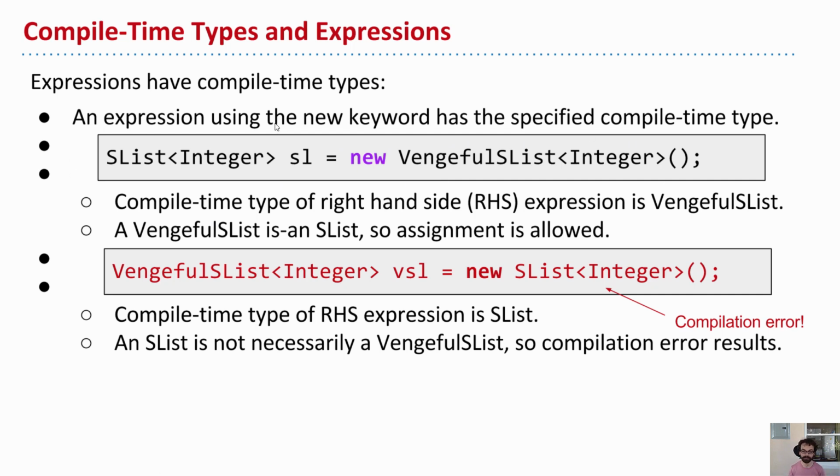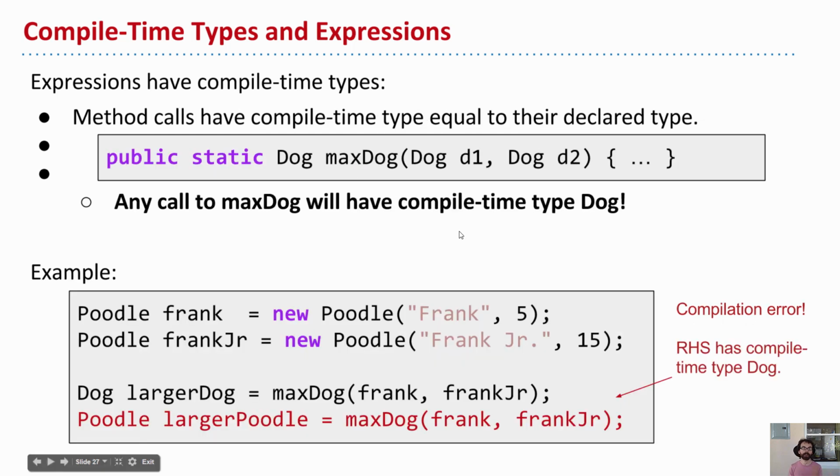However, if we do it the other way, it does not work. The compile time type of this right-hand expression: Java builds an SLList, and it returns the address of an SLList. It marks that secretly. That address has some stuff glued to it that says this is the address of an SLList. So when you try and copy those bits into the VengefulSLList box, this one right here does not work. The compile time type on the right-hand side here is SLList, and an SLList cannot fit in this area. So that's new expressions. What about method calls?